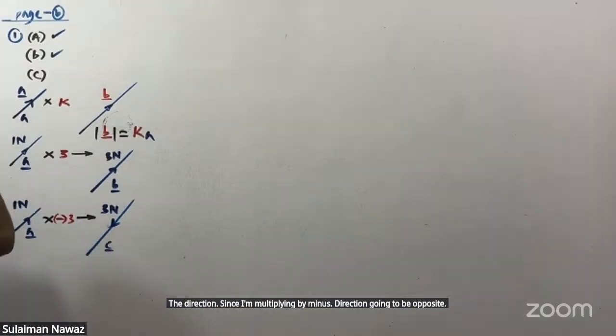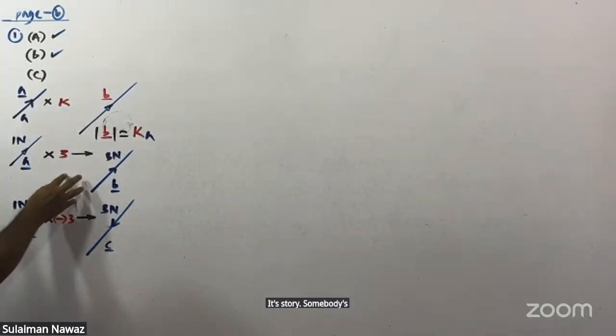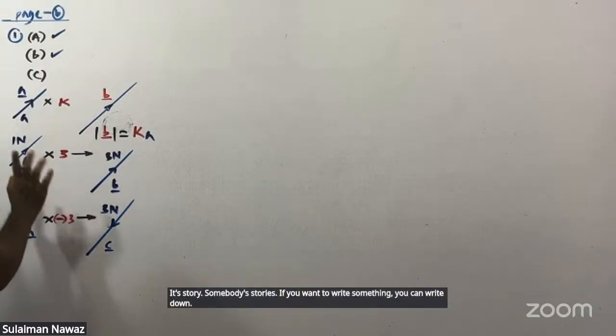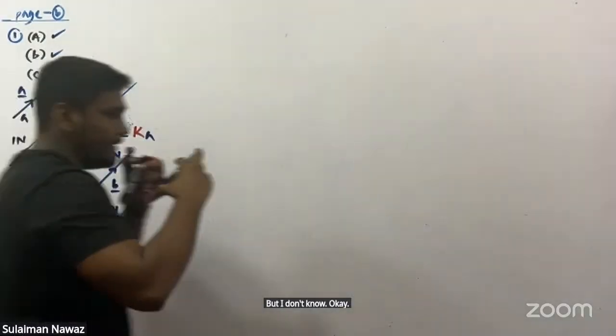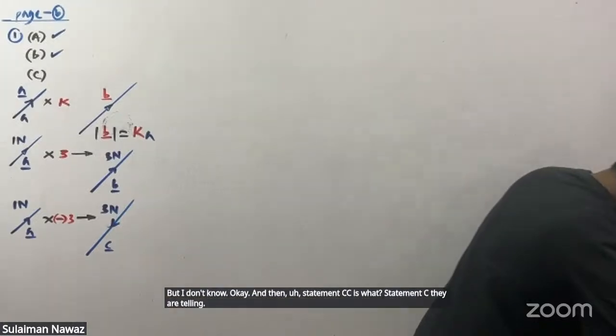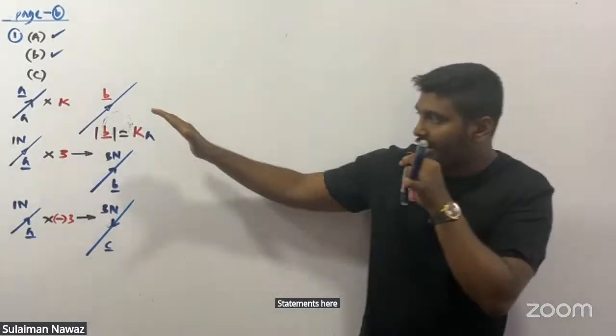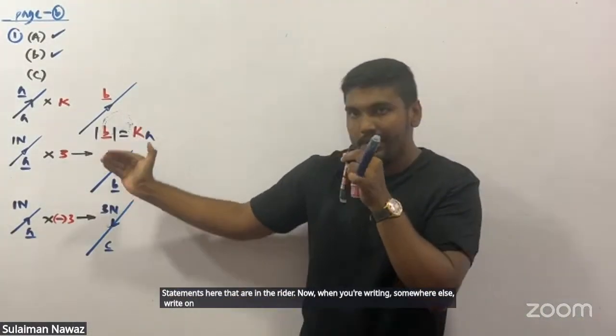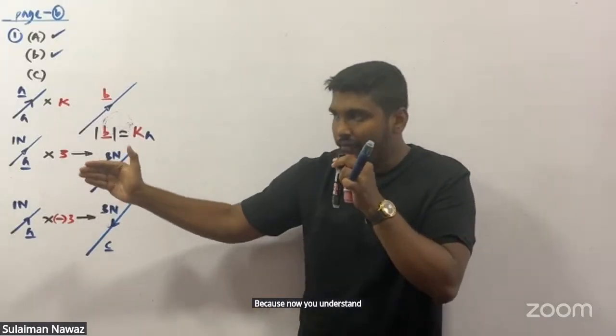Summary stories. If you want to write something, you can write down. Okay, then statement C says what? Statement C they are telling. Write down the stories, because now you understand, now you remember.